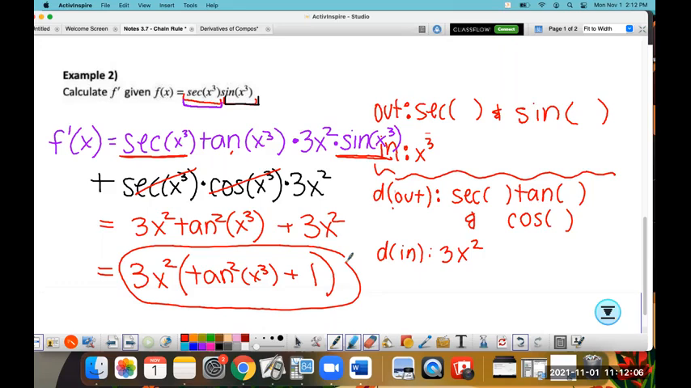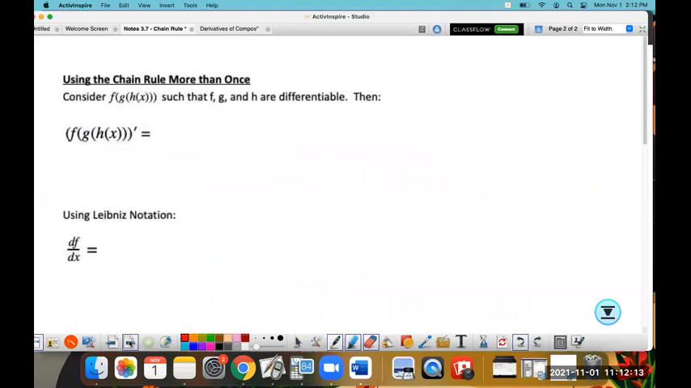Good. Flip. So I did say that we would be looking at multiple compositions. This is 3, but if we can extend this rule to 3, we can extend it to 4, to 5, to 6. Anyone want to give it a go? You want to take a guess as to how you would write up the chain rule for this?